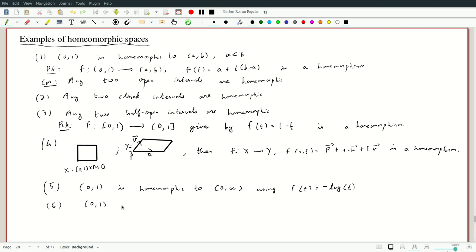Now similarly, (0, 1) is homeomorphic to R. This time we will take a function from (0, 1), using appropriate trigonometric functions, so using tan inverse.